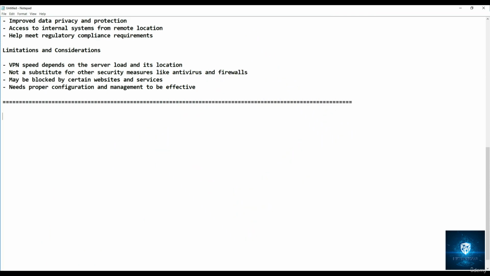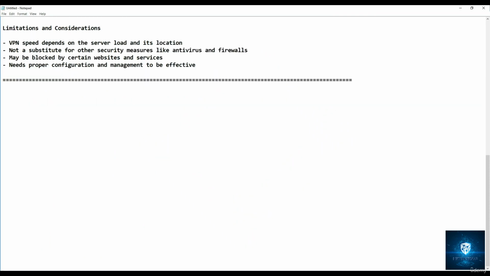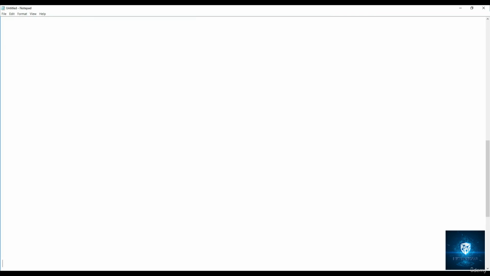Let's talk about the basics of cryptography. So it's a cryptography overview, which goes hand in hand with the VPN topic.